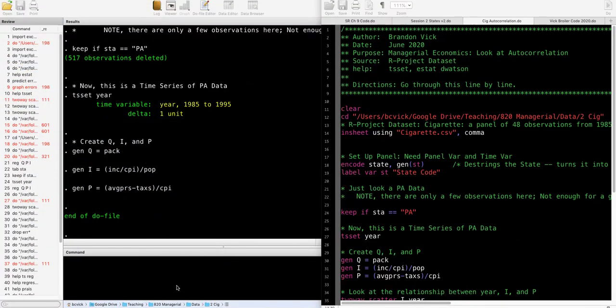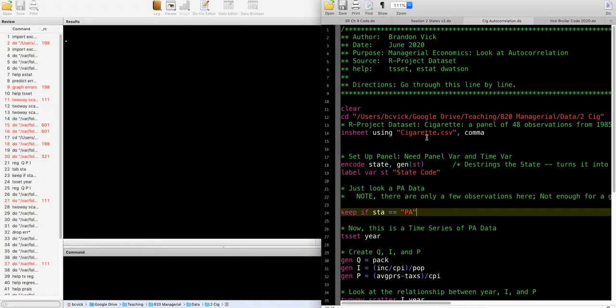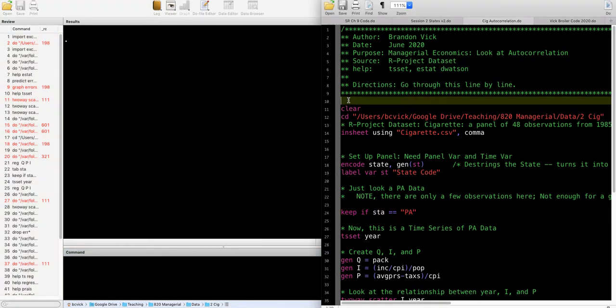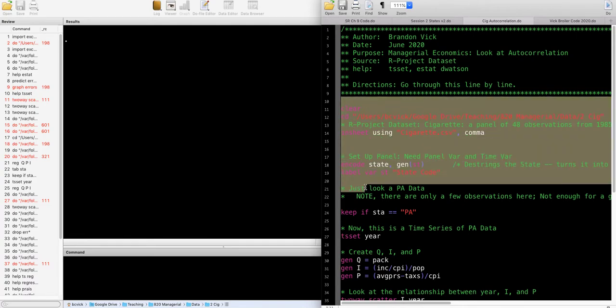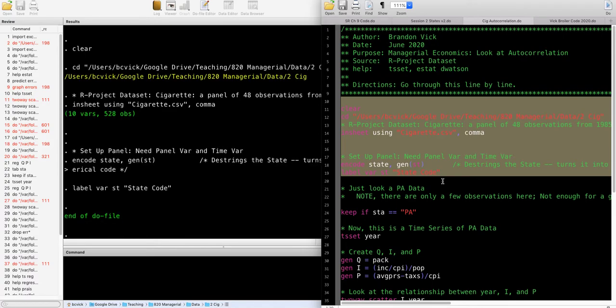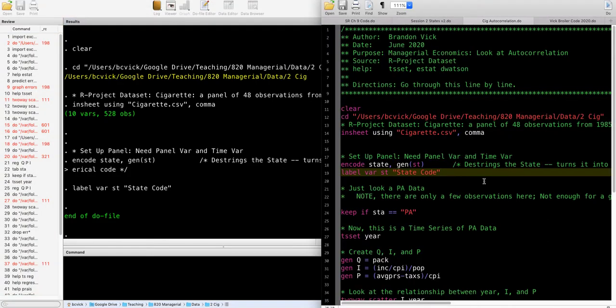So I'm using the cigarette data that we have looked at before. I'm going to assume that you can bring that data into Stata, and this is similar code to what you've seen before. So I have my Stata cigarette data. This is cigarette taxes, prices, and quantities.